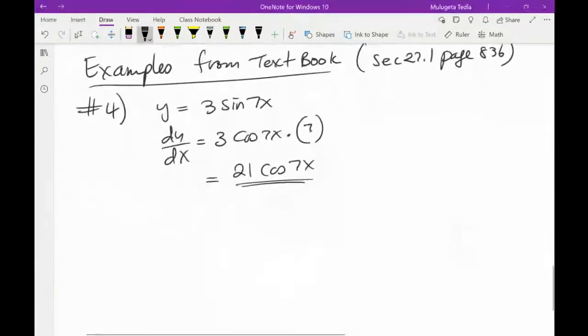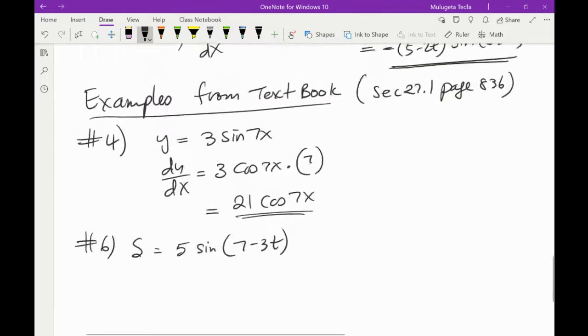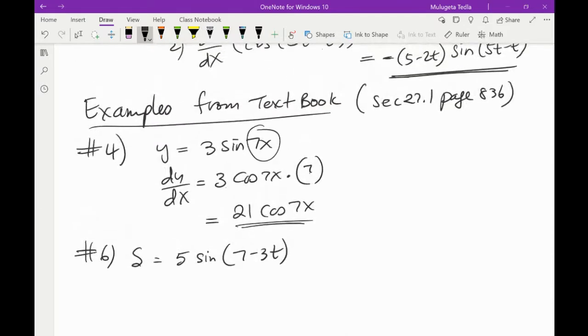Okay. So question number 6. What if we have s equal to 5 sine of 7 minus 3t? See, now the previous u was 7x. Now the u is 7 minus 3t. So that's where the complication starts.